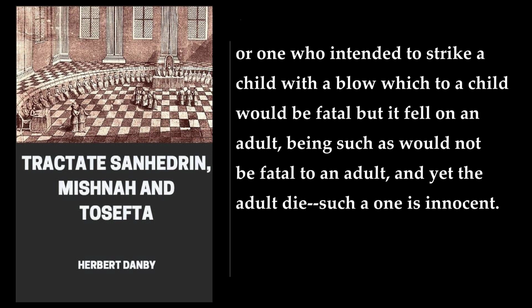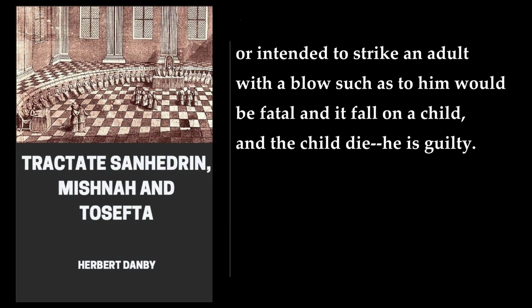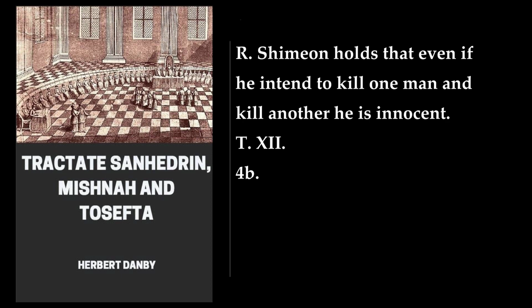If one intended to strike a person on the loins with a blow such as would there be fatal, and it fall on his heart, and he die, or intended to strike an adult with a blow such as to him would be fatal and it fall on a child, and the child die, he is guilty. R. Shimeon holds that even if he intend to kill one man and kill another he is innocent.